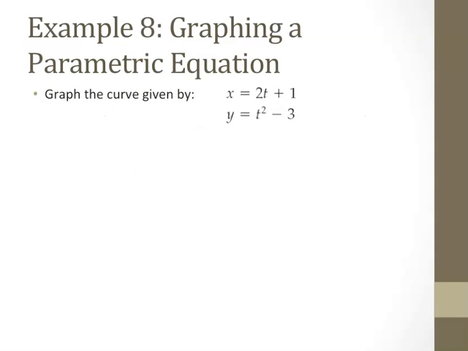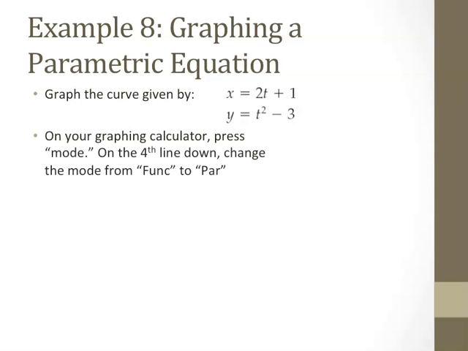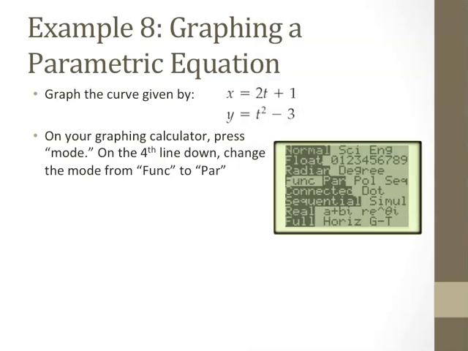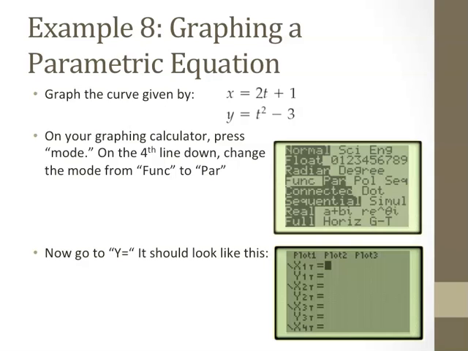So take this curve that's given by x equals 2t plus 1 and y equals t squared minus 3. How do you go about graphing this equation? So on your graphing calculator, if you find mode, and then on the fourth line down, or it might depend on your calculator, you want to change the mode from function to parametric. So now if you go to your y equals, you should have two things. So under y equals, now you should have x1 with a little t next to it and y1 with a t next to it.